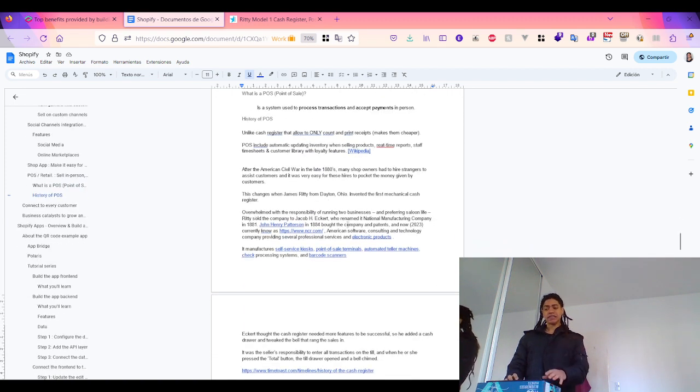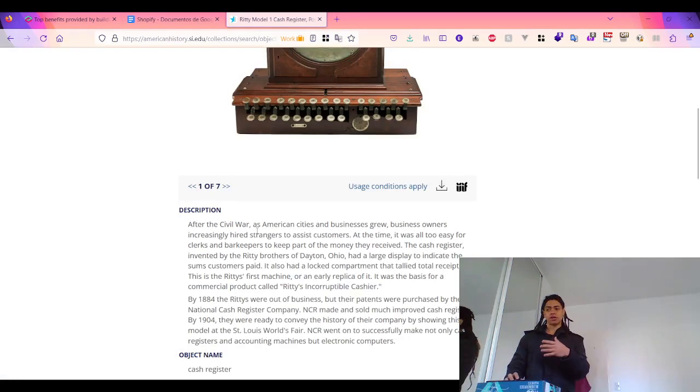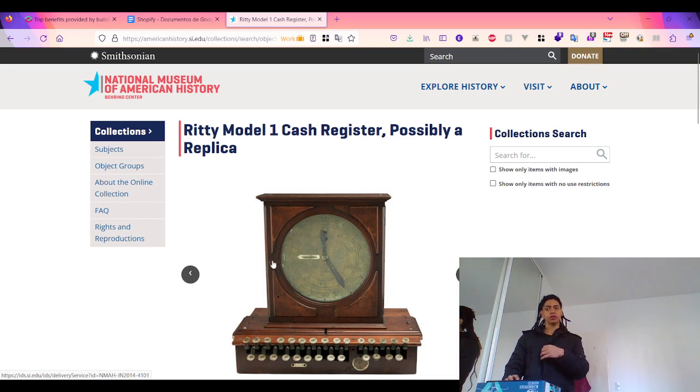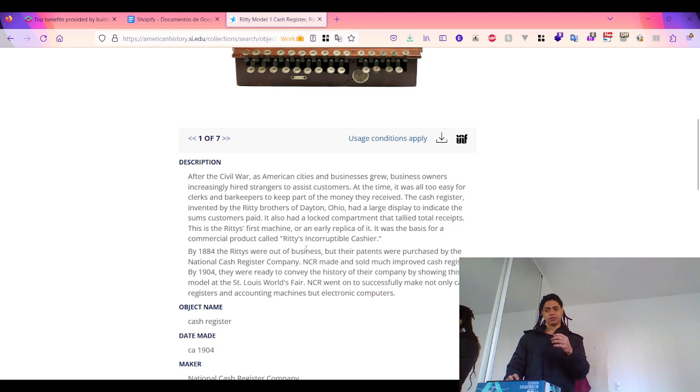It's interesting that James Ritty ran out of business. According to the National Museum of American History, the Ritty brothers were out of business, but they sold their patent to the National Cash Register, now known as NCR. And they were not the only ones to make cash registers and accounting machines, but also electronic computers. And as in any aspect of life, everything, like business, evolves.